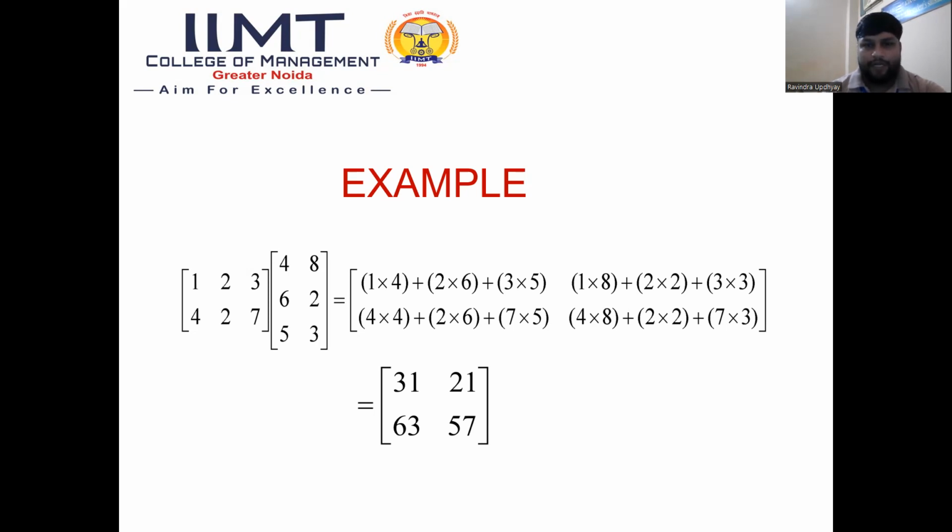We want to get the second element of the product matrix. We will multiply the first row of the first matrix and the second column of the second matrix. We will get 31, 20, 21, 63, and 57.